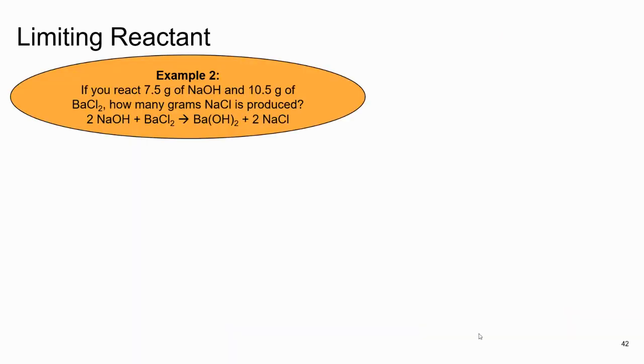Next, we're going to do another limiting reactant problem. In this problem, it says if you have 7.5 grams of NaOH and 10.5 grams of barium chloride, how many grams of sodium chloride is produced? So again, we have two knowns, 7.5 grams of sodium hydroxide, 10.5 grams of barium chloride, but this time we've been given grams of reactant and asked to get to grams of product. So here we're going to do a gram to gram problem. So we'll write down our two knowns.